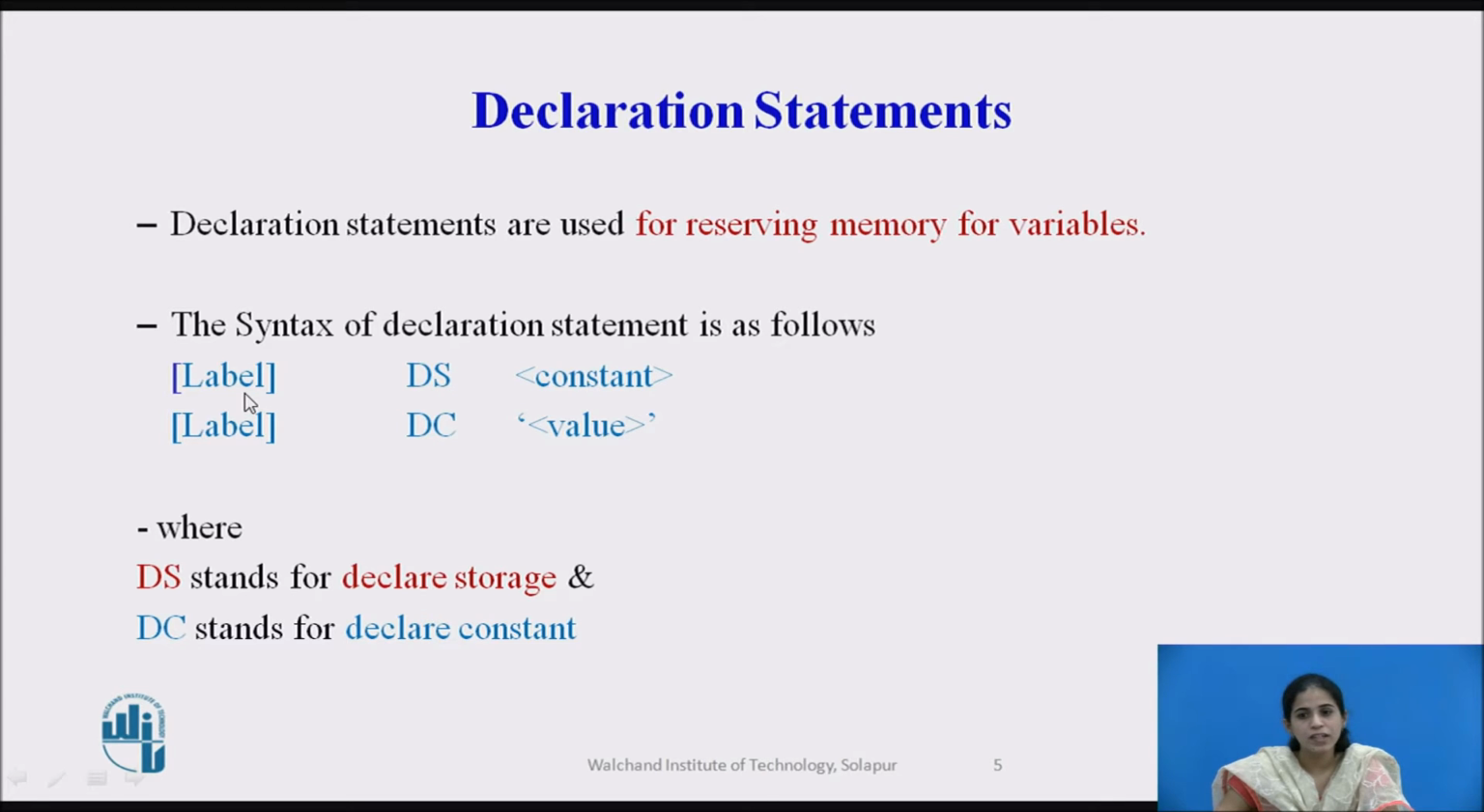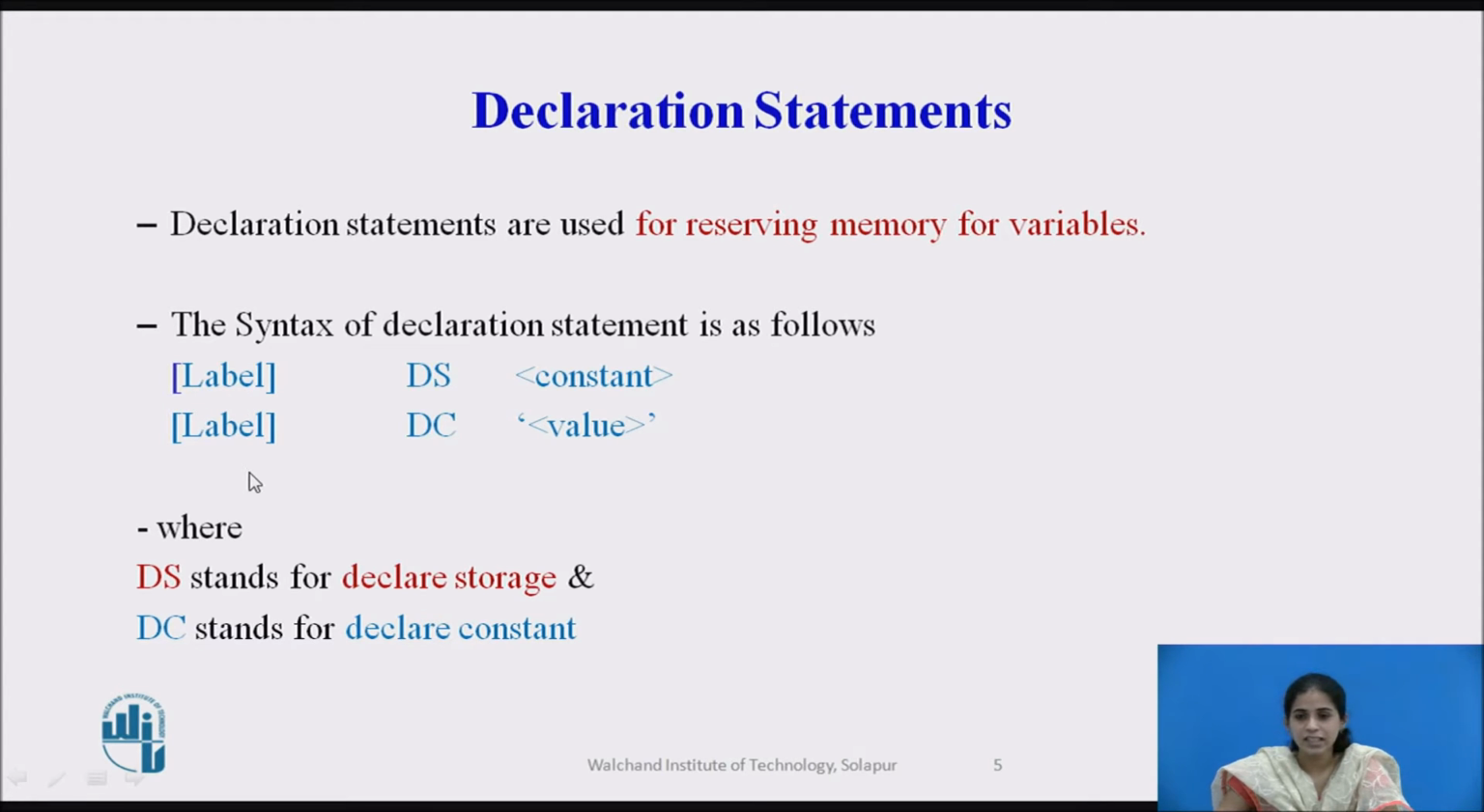The syntax of declaration statements is: first we have to specify the label. Next we have to specify the DS. DS stands for declaration storage, and then we have to specify the constant value. Whatever is specified within a square bracket is the label value.